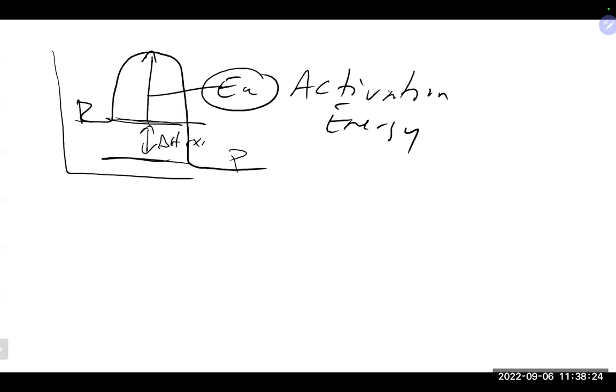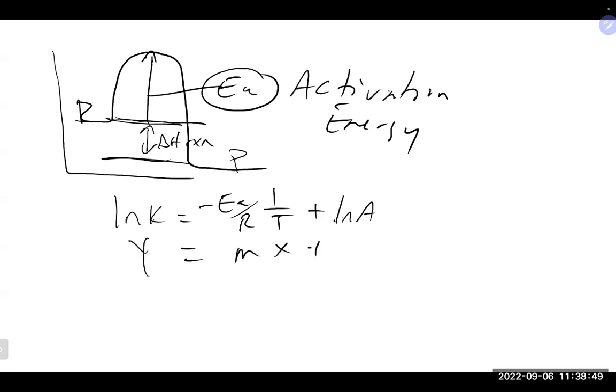Remember that the difference between the reactants and the products is the delta H of the reaction, the enthalpy. There is a relationship, which is the Arrhenius equation, which we saw at the very end there, which is the natural log of k is equal to minus Ea over R, times 1 over the temperature, plus the natural log of A.